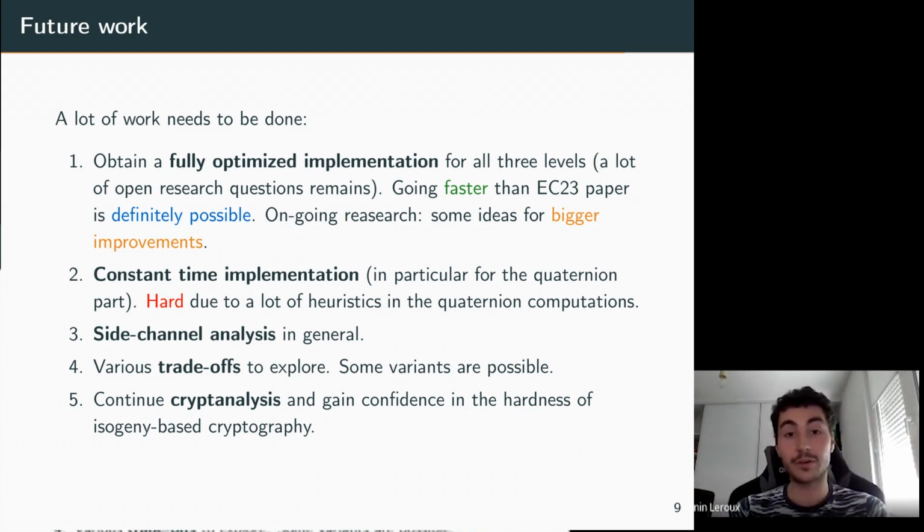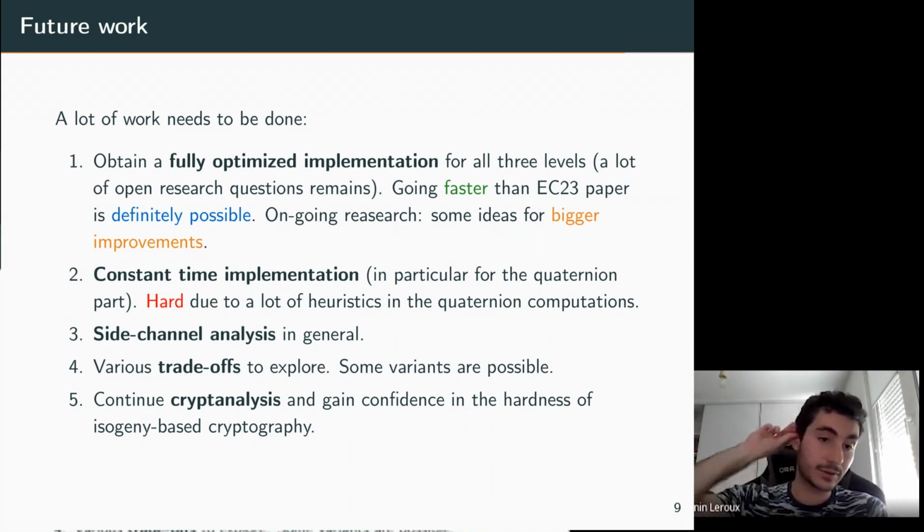Then there is the question of constant time. Right now, the implementation is not constant time. It's particularly hard because we have a lot of these heuristic and probabilistic algorithms involved in the quaternion computation that are very hard to estimate and to make work in constant time. More generally, the side channel analysis of SQISign is basically non-existent. So this is something that we will need to work on in the future.